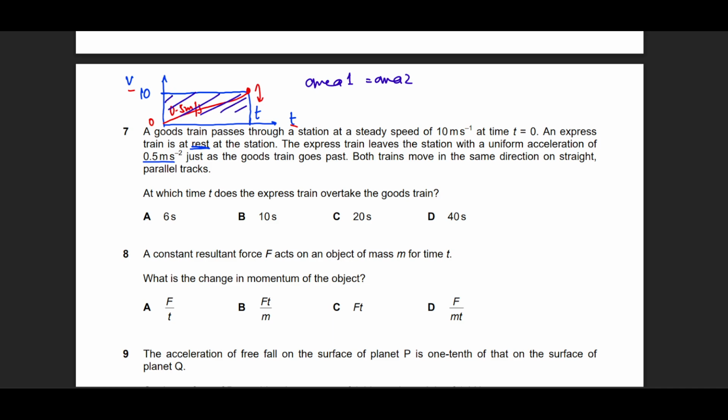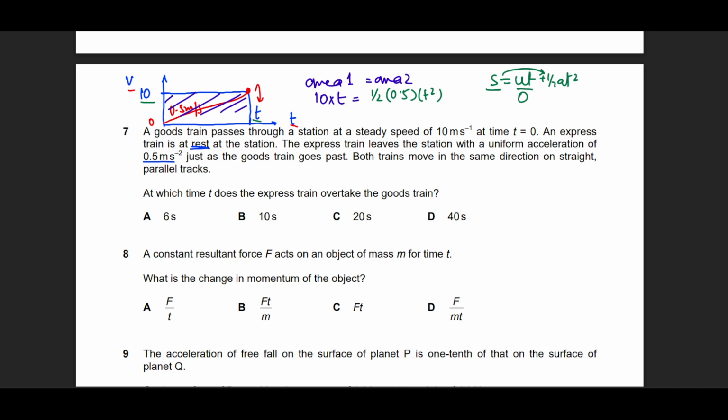The area for the first train is very simple. It's just this rectangle, which will be 10 multiplied by t. The area of the second triangle requires a bit of manipulation. We could have found this by simply taking 1/2 base times height, but we're not sure about the final velocity, and we're not sure about the time either when they are going to overlap. We only have the information about the same distance or displacement. So we're going to use the equation s equals ut plus half at squared. The initial velocity was 0, so this term becomes 0. Since this is equal to displacement, I can replace it with half at squared. So the area for train 2 is equal to half, times the acceleration 0.5, times t squared.